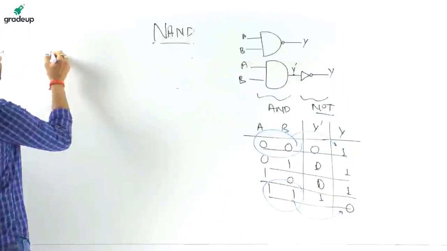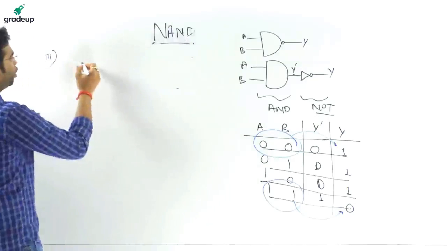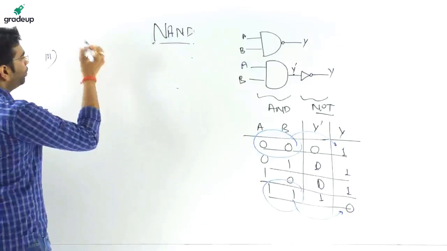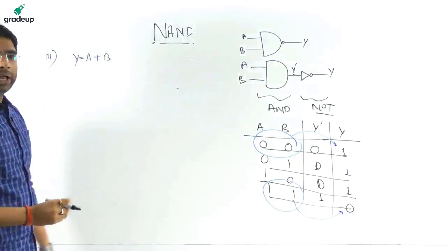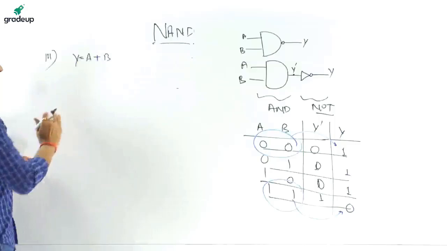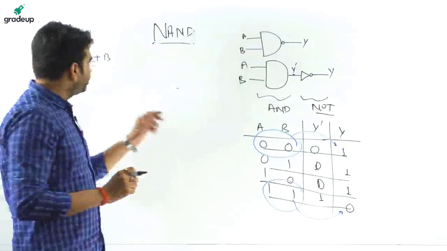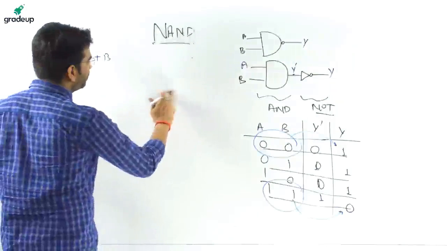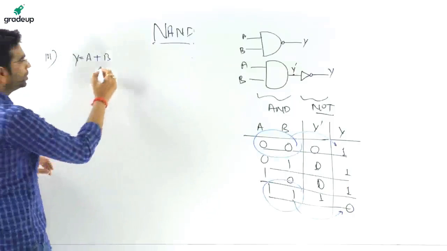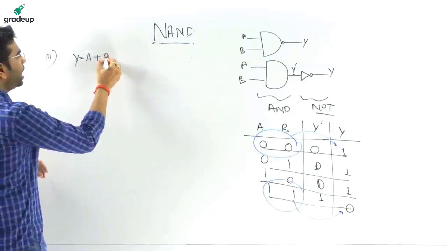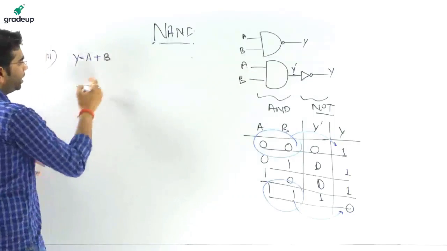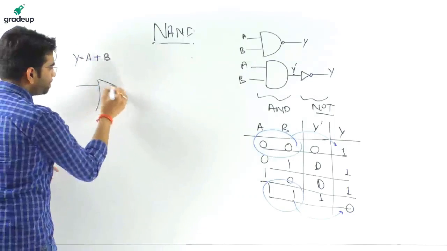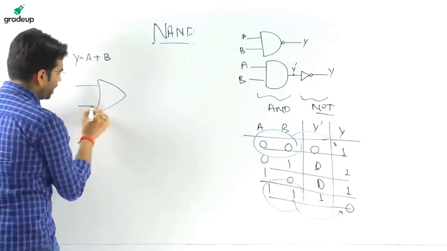Suppose we have to perform an OR operation. OR operation means A plus B. Y has to be A plus B. I will just let you know a trick for how to solve such types of questions. It is a very simple question, but from this we can have a very good set of questions in the coming.